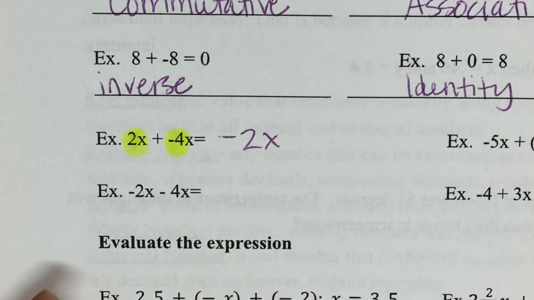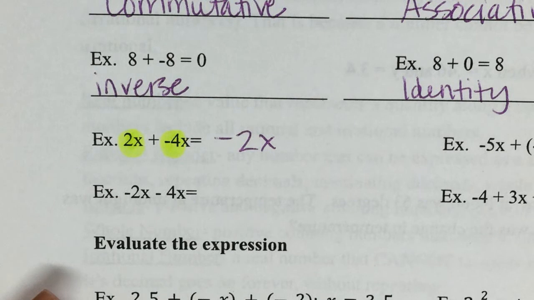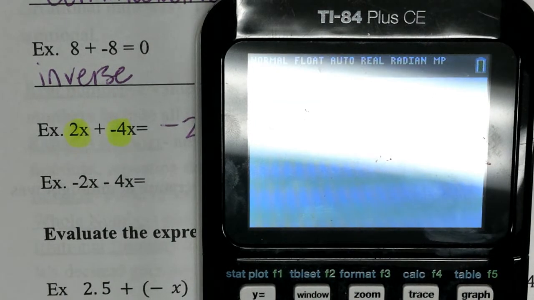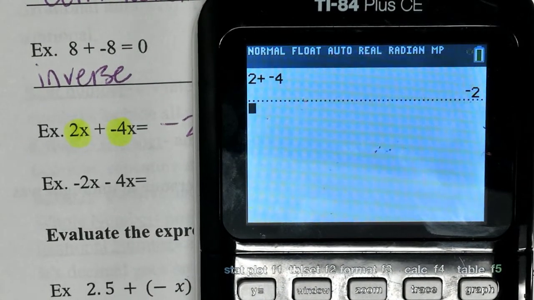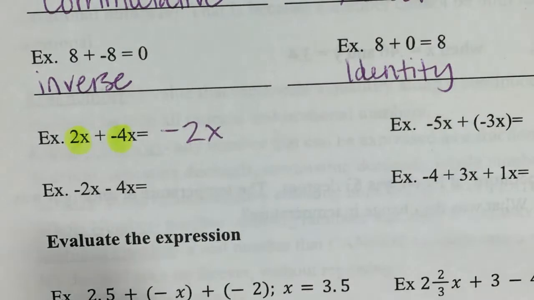Okay? Now, what I do need to show you is that when you put this in your calculator, do not put the X in. Just make sure you know that the X will go in your answer. So I would simply put in 2 plus negative 4, and it will give me negative 2. And then I put the X in my answer. Make sense? All right, let's do the next one.